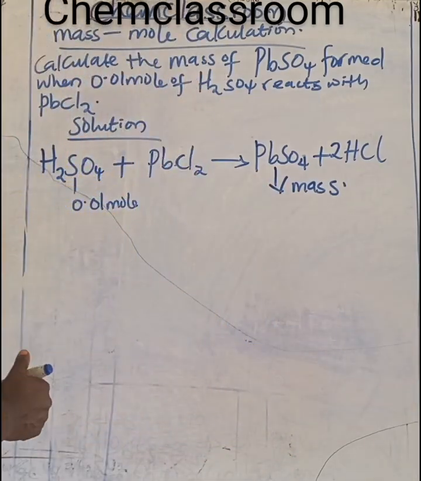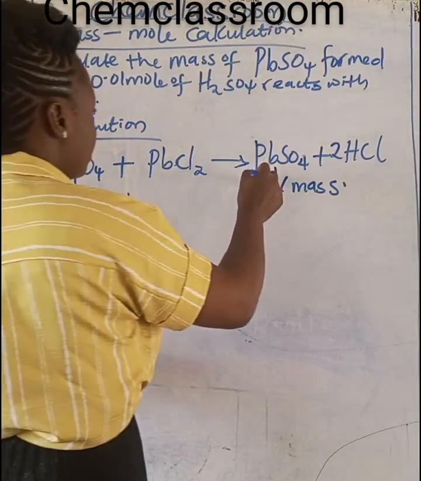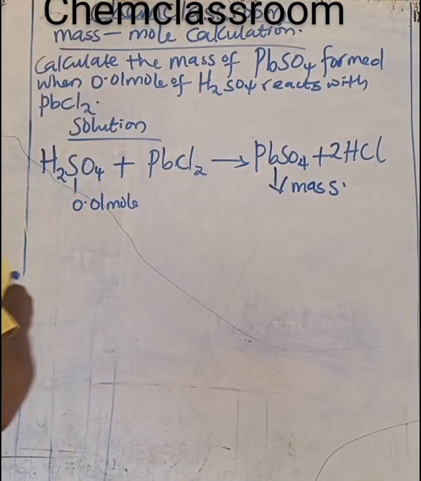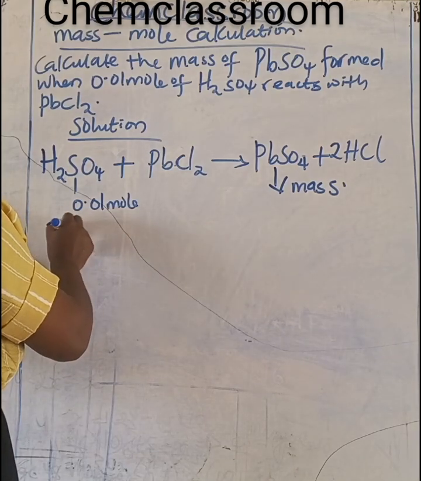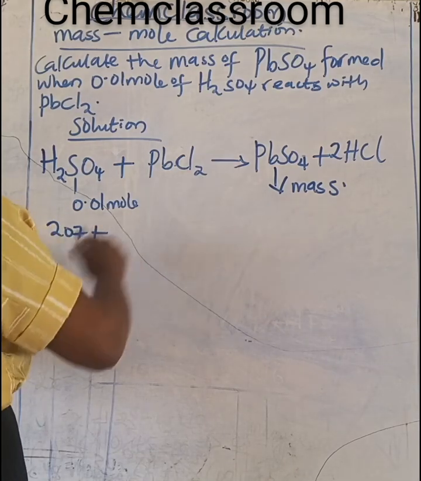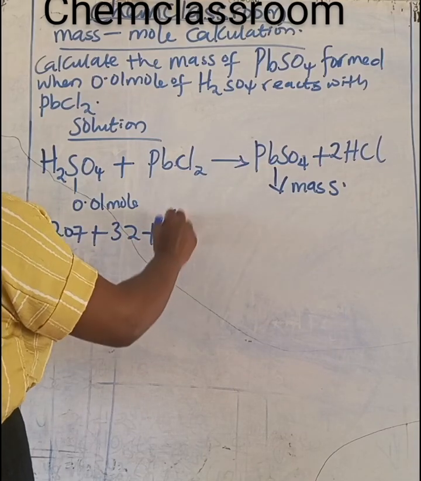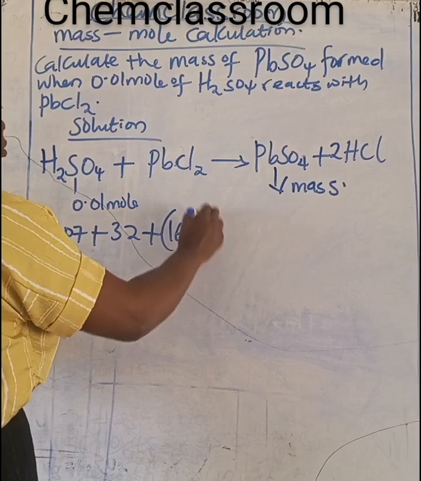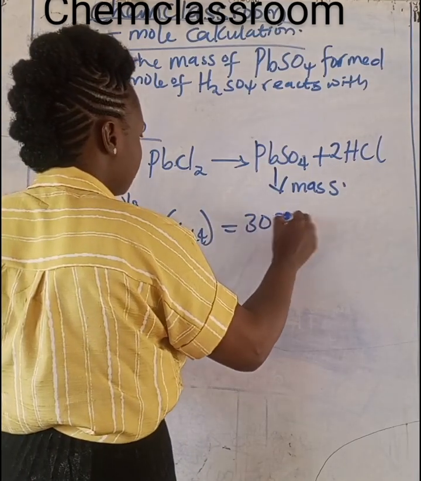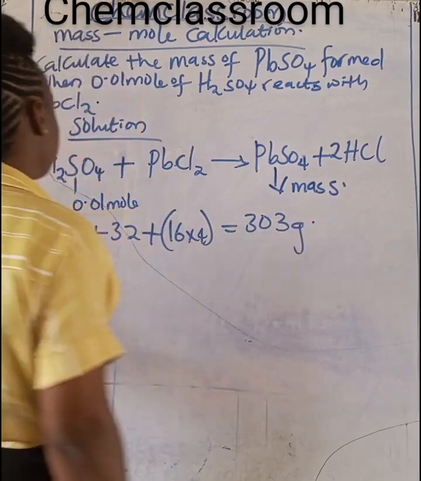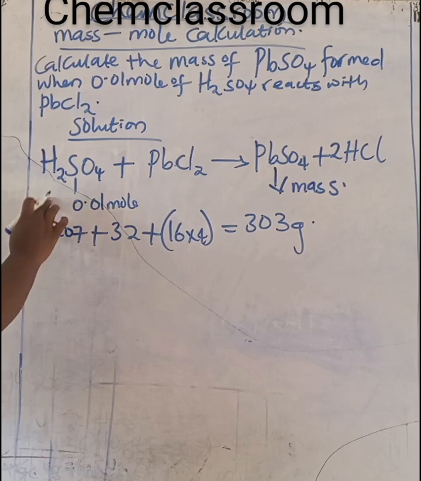So the first thing I'm going to do is to calculate the molar mass of the lead tetraoxosulfate 6 in the reaction. So my lead is 207 plus my sulfur is 32 plus my oxygen is 16 times 4. So in all, I'm supposed to have 303 gram per mole.